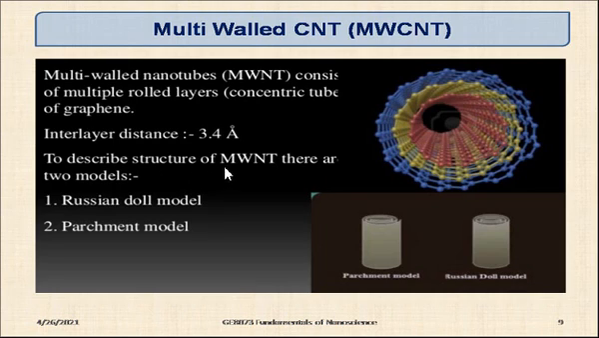To describe the structure of multi-walled CNT, there are two models available. One is the Russian doll model, that is this one. The second one is the parchment model. And here, look at it closely. In the Russian doll model, we have concentric tubes. As you can see here, we have several concentric tubes available, which is called the Russian doll model. In the other structure, the parchment model, it's a sheet rolled continuously.